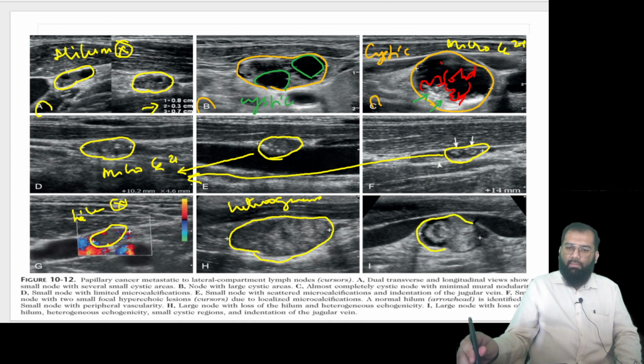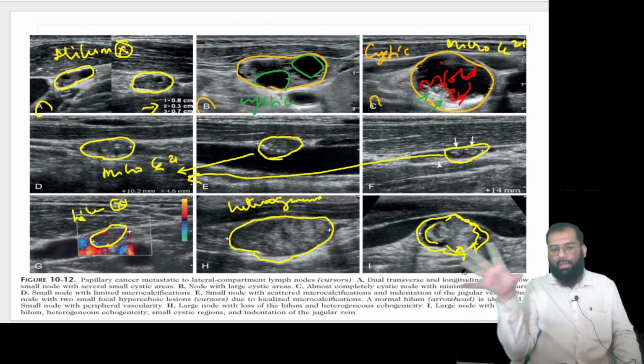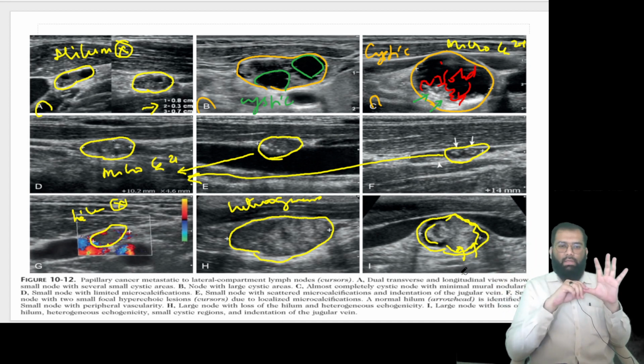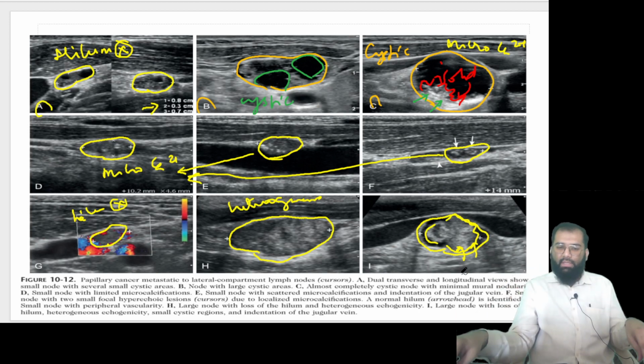Now here in this case you are able to see that the morphology of the hilum is completely changed with heterogeneous appearance in half of the node. So that again is a very important feature of metastatic adenopathy. So this is how I summarize all the lymph node findings: number one is the heterogeneous appearance, number two is loss of hilum, number three is cystic changes, number four is you can have papillary solid projections within these cystic changes, number five you can have microcalcifications. All of these are very important signs of metastatic nodes in papillary carcinoma of thyroid.